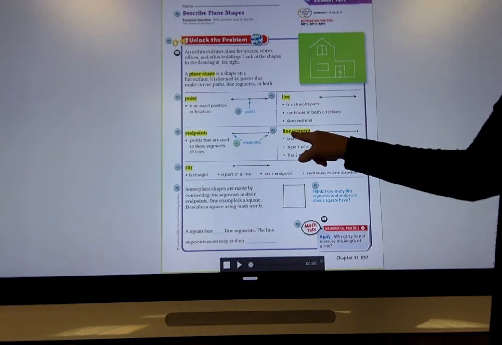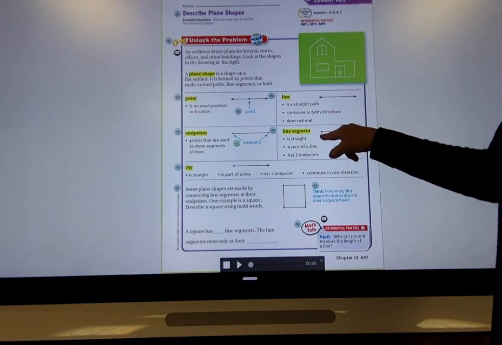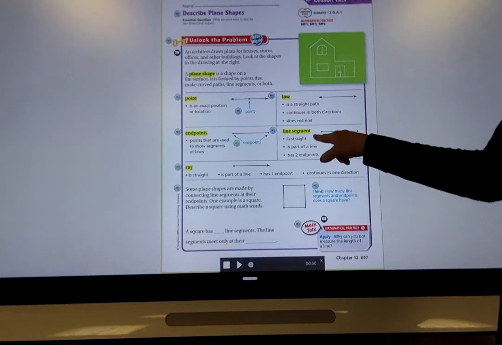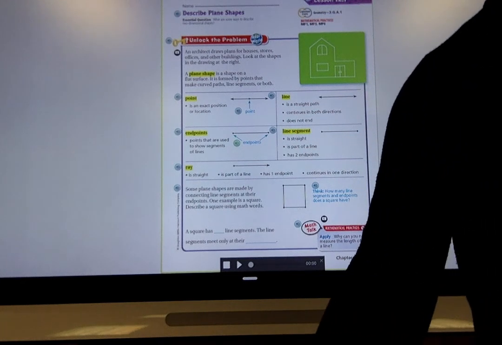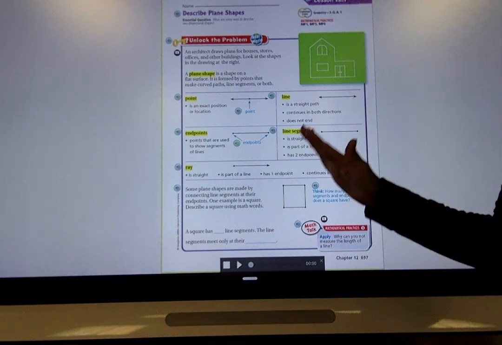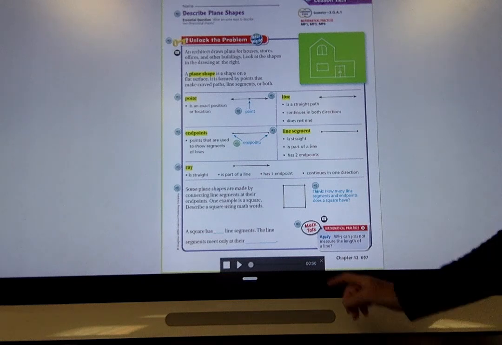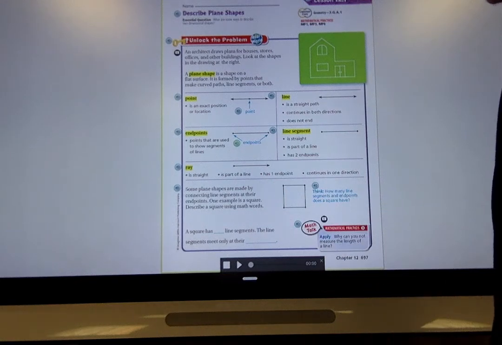Line segments. So here they're going to tell us a little bit more about a line segment. It is straight. It is part of a line, and it has two endpoints. So those are some things that you'll need to remember, and you can come back to this page to check whenever you need to. Now let's take a look here. Some plane shapes are made by connecting line segments at their endpoints. One example is a square.